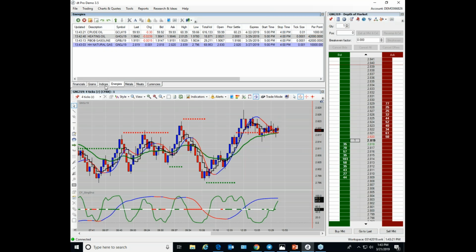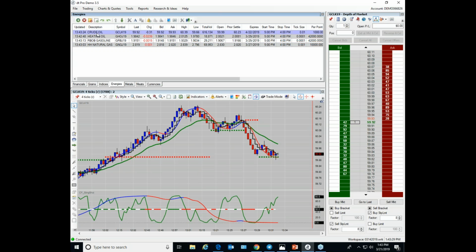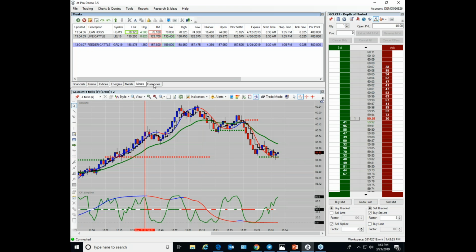Trying to look for something else. Well, markets are kind of just trading sideways here a little bit.